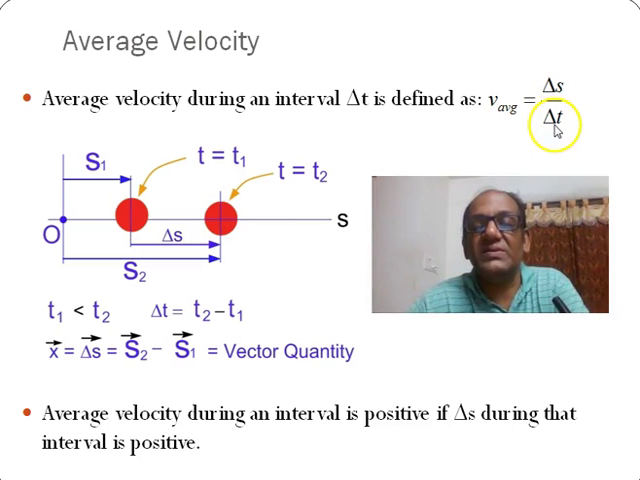The ratio of this delta s to delta t is what we call average velocity during the time interval from t1 to t2. And we see that delta t is always positive. We cannot go back in time. So delta t is always positive. So the sign of delta s defines the sign of this average velocity. So if the final position of the particle is to the right, making this delta s positive, we say that the average velocity is positive. Otherwise, if delta s is negative, we say average velocity is negative.